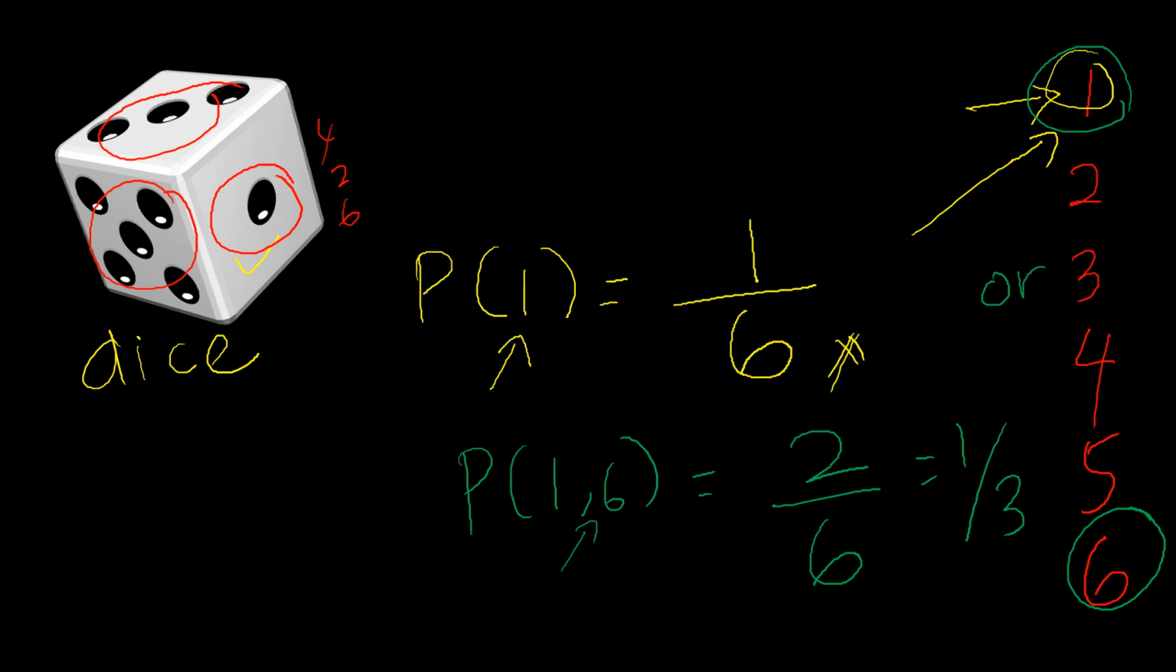So a quick question for you, what is the probability to get an even number when rolling a die?